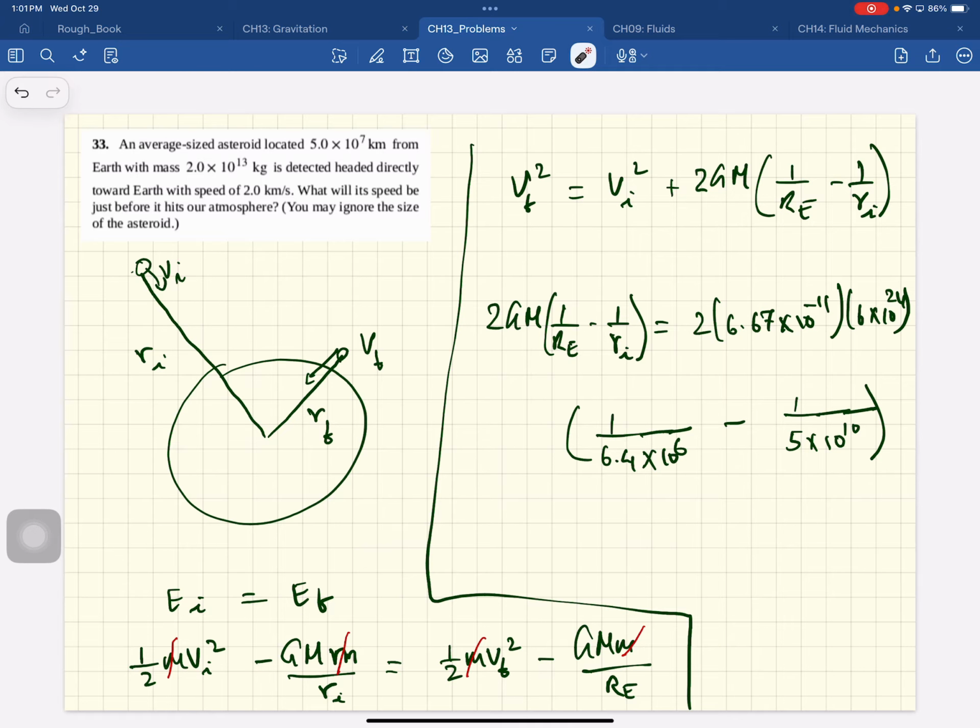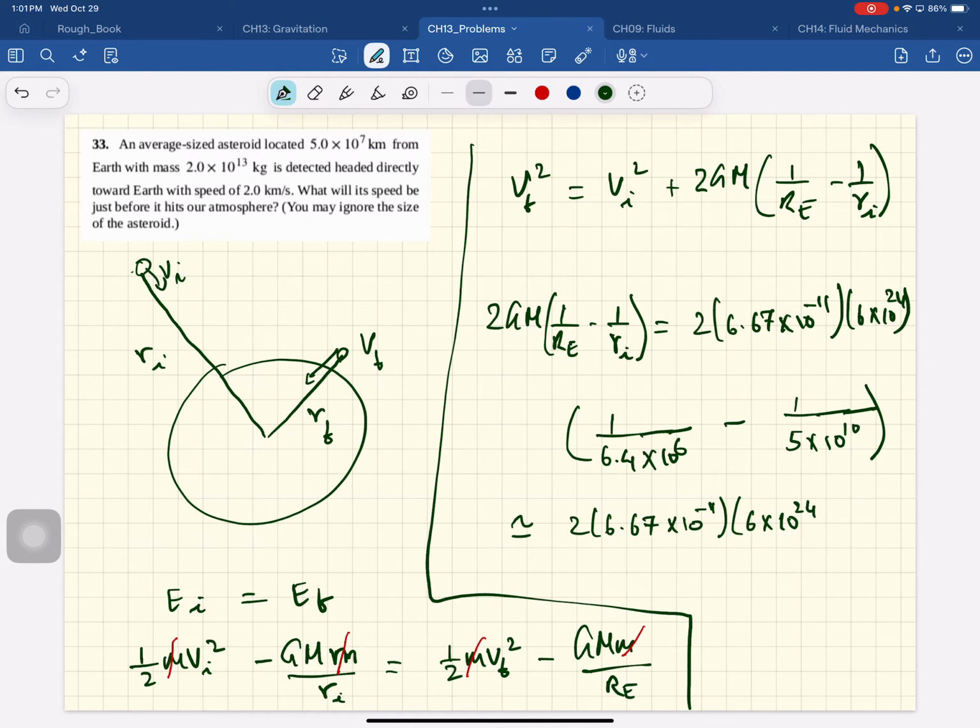Okay? Did you guys understand that? So that's a little trick. You can put that in your calculator. It'll just make a mess and it won't make a whole lot of difference. Okay? So this is approximately equal to 2 times 6.67 times 10 to the minus 11 times 6 times 10 to the 24 times 1 over 6.4 times 10 to the power 6. Okay.